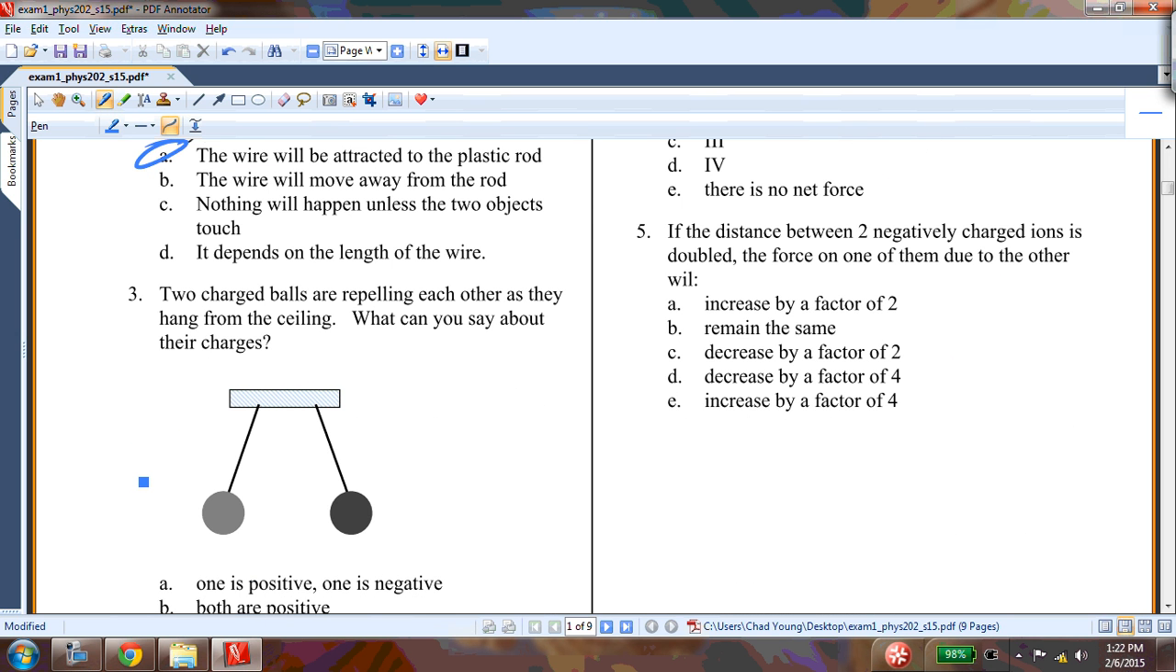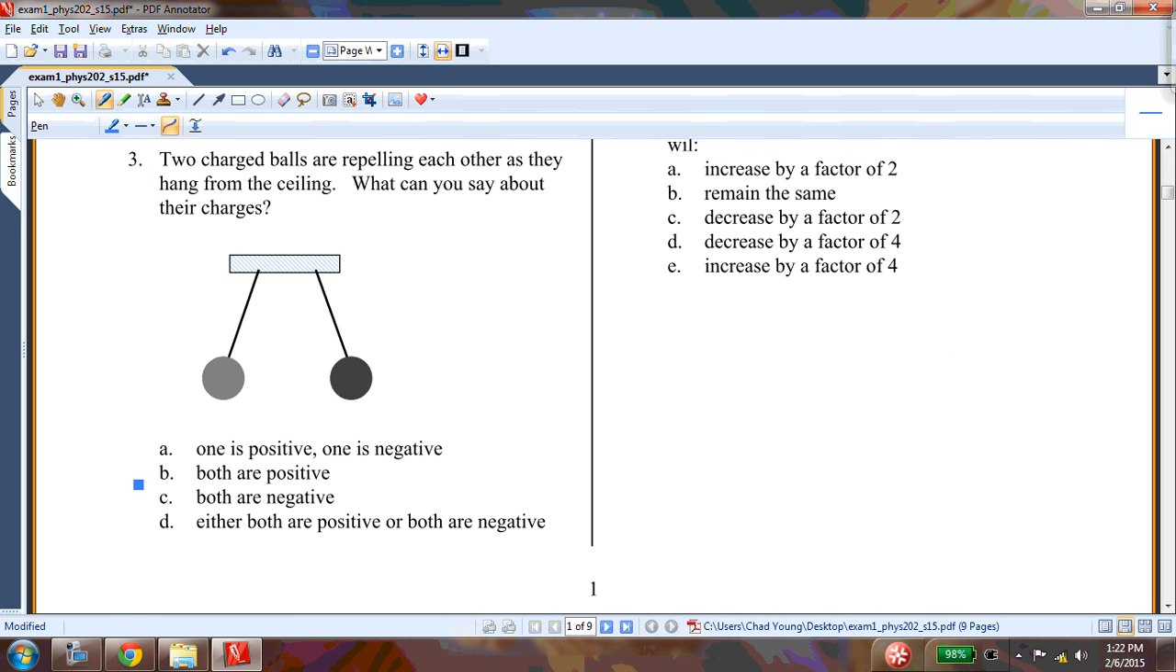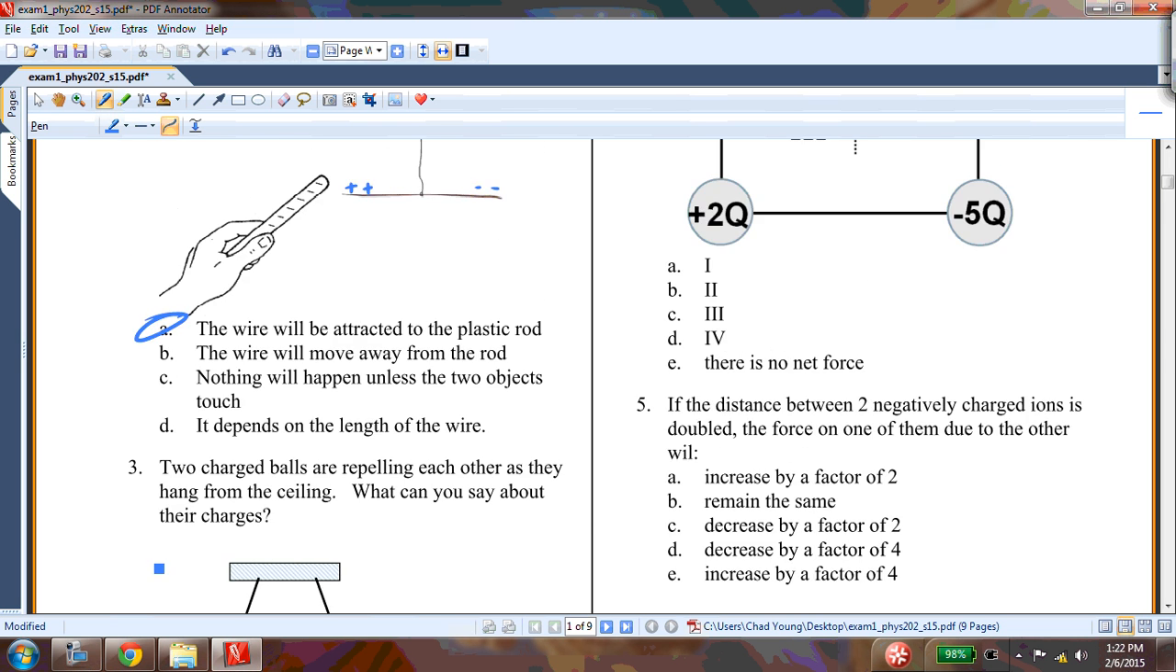Two charged balls that hang from the ceiling are repelling each other. What can you say about these charges? Well, we know that they have to be like charges. So they're either both positive or both negative, either one of those.